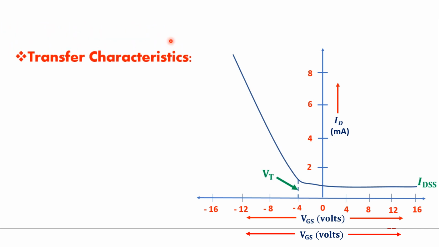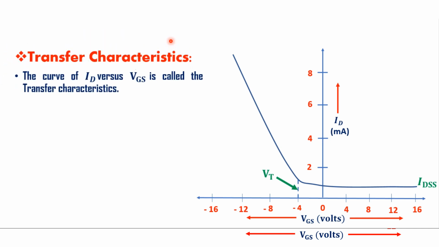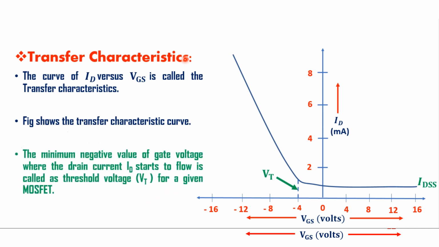Transfer characteristics. The curve of drain current versus gate to source voltage is called the transfer characteristics. The figure shows the transfer characteristics curve. The minimum negative value of gate voltage where the drain current ID starts to flow is called the threshold voltage for a given MOSFET. This figure shows the graph between gate to source voltage and the drain current.